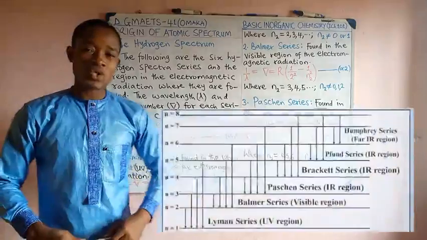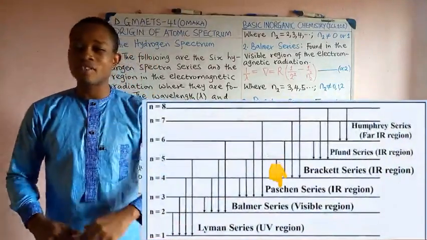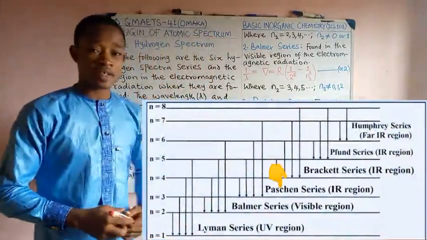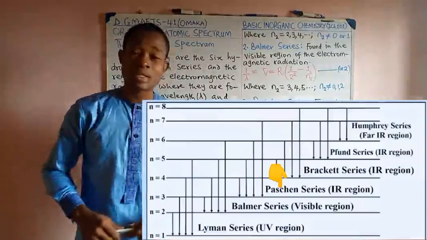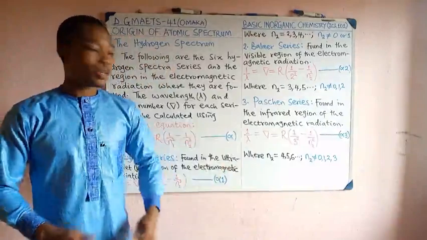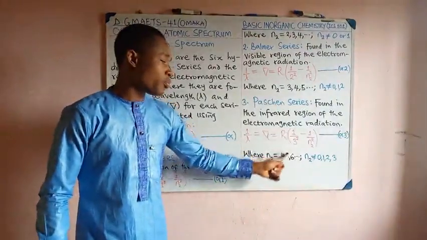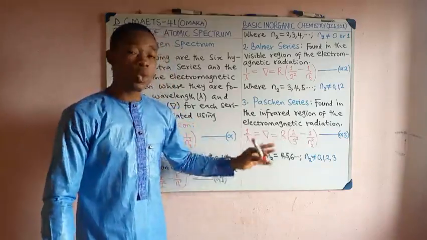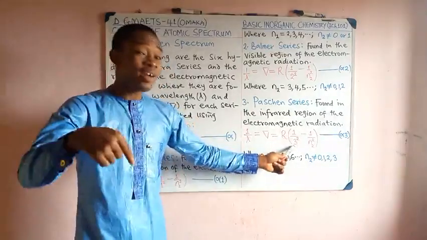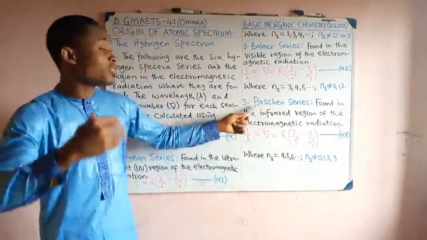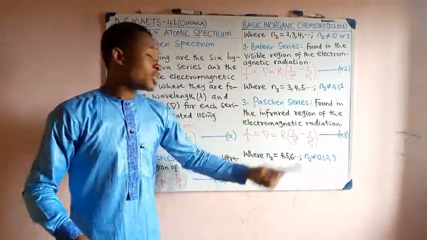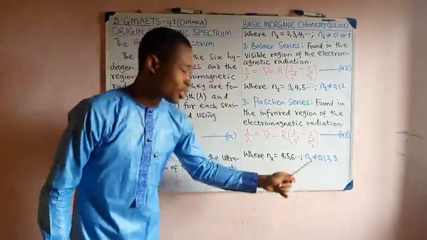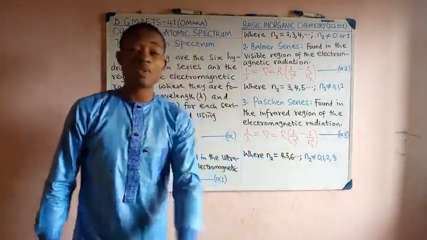Now, the next is the Paschen series, which is found in the infrared region. Infrared region is IR for short, because IR is infrared. Region of the electromagnetic radiation. The Rydberg equation is seen on the board here. R, open bracket, 1 over 3 squared minus 1 over n2 squared. Take note that in calculating the wavelength or the wave numbers, n1 for Paschen series is equal to 3, because this is the third series in the hydrogen spectrum, which means that the value of n2 will start from 4, 5, 6 upward. n2 can never be 0, it can never be 1, 2, or 3.